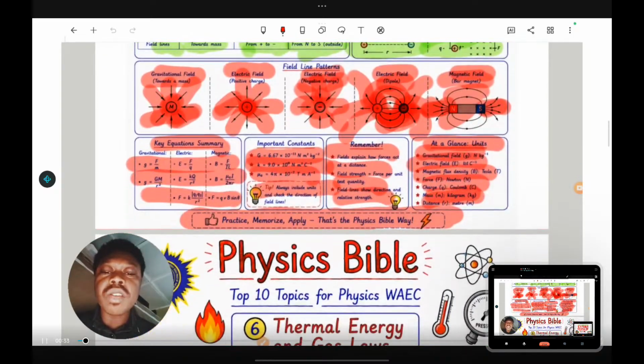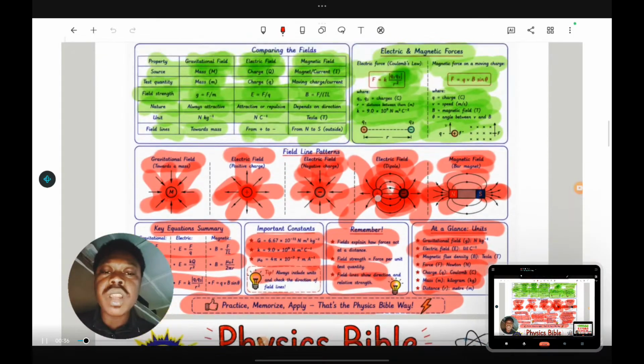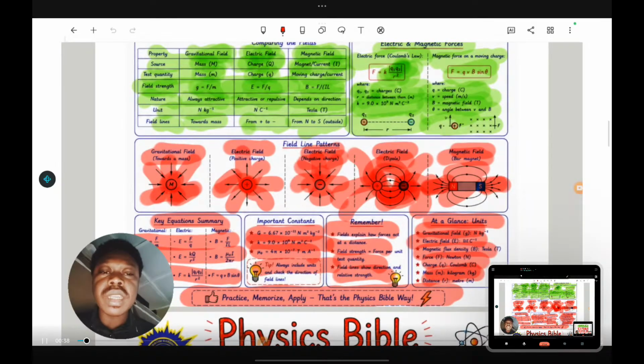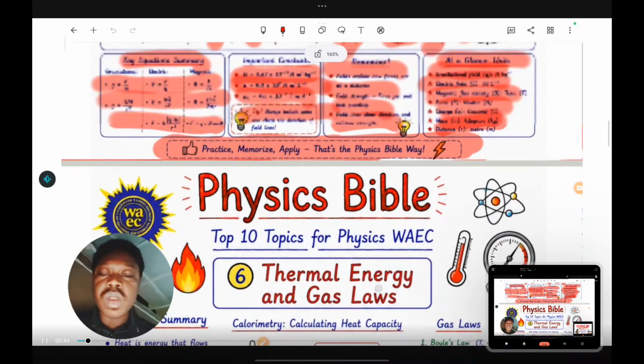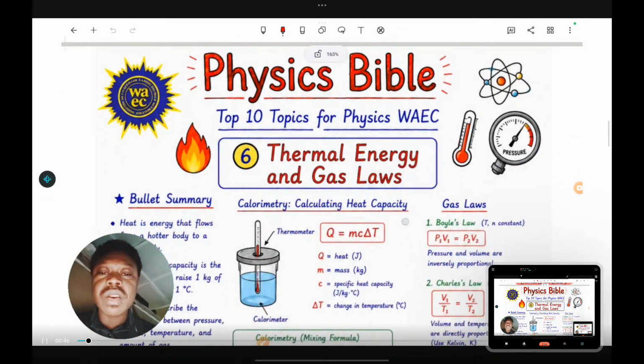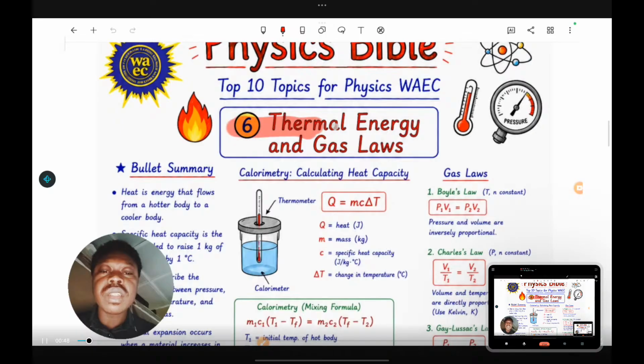Today, we want to complete the top 10 topics that you would expect in this year's WAEC and even NECO exams. So, we are proceeding with number 6. Number 6 is thermal energy and gas laws.